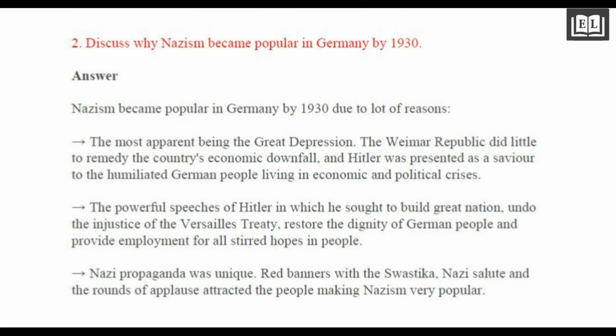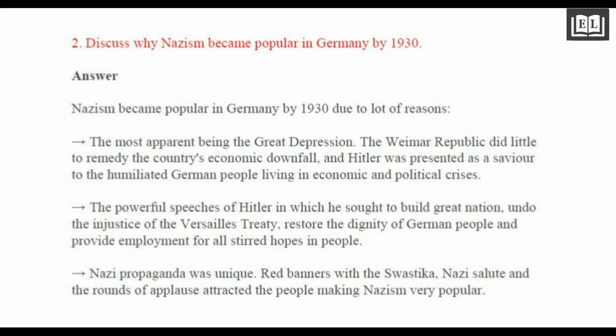Second, discuss why Nazism became popular in Germany by 1930. Answer. Nazism became popular in Germany by 1930 due to a lot of reasons, the most apparent being the Great Depression. The Weimar Republic failed to remedy the country's economic downfall, and Hitler was presented as a savior to the humiliated German people living in economic and political crisis.